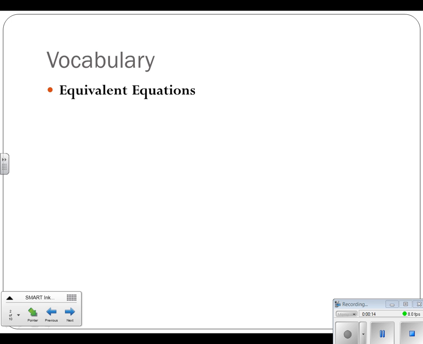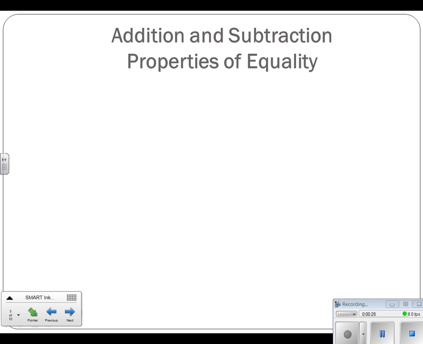Equivalent equations are equations that have the same solutions. If you have equivalent equations, they are equations that have the same solutions, which we are going to get into by using the properties of addition and subtraction with equality.